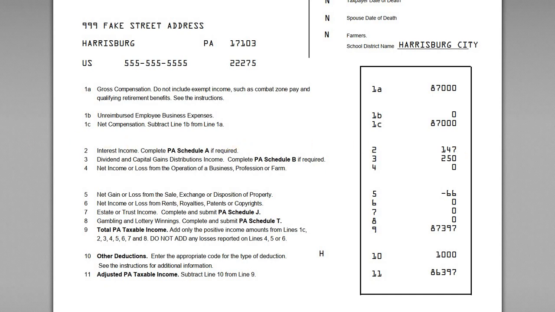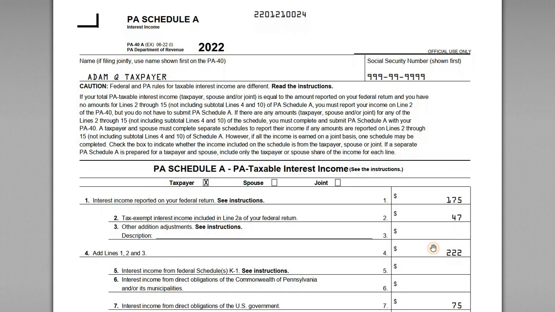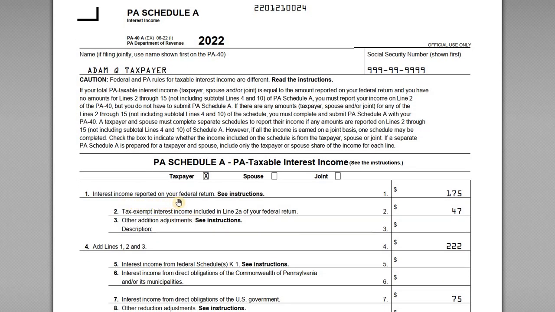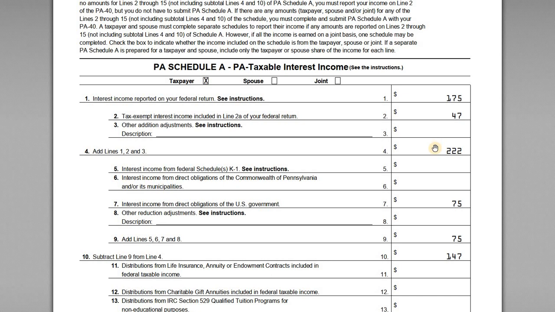If we have a look at Pennsylvania Schedule A for the interest, we can see here interest income reported on the federal return, right? So it's $175. The tax-exempt interest income included in line 2A. That's the municipal bond interest from Florida, so we're adding that back. So we've got total interest before making any adjustments of $222.